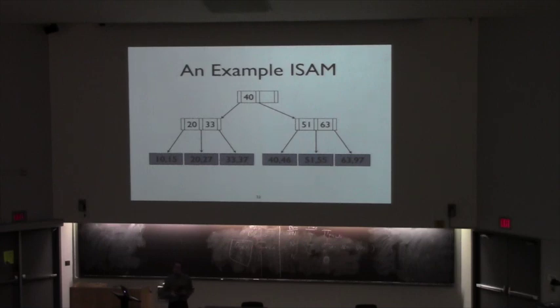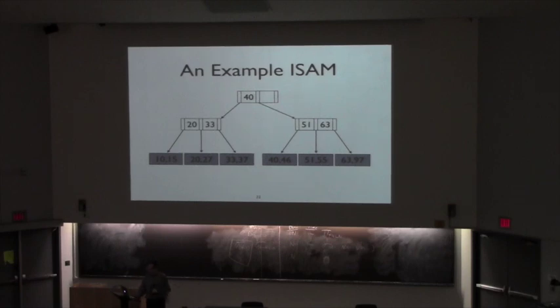Yes? I'm glad you asked. But I'm going to ask you to hold that question off. Actually, no. I will answer that question right now. The B-tree data structure actually evolved from this. And in a lot of ways, it's almost the same. The main distinction between a B-tree and an ISAM index is what happens when the data changes.